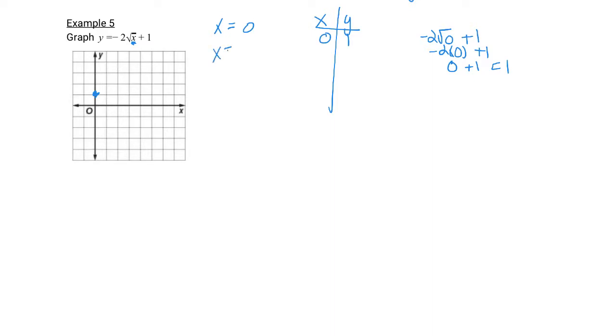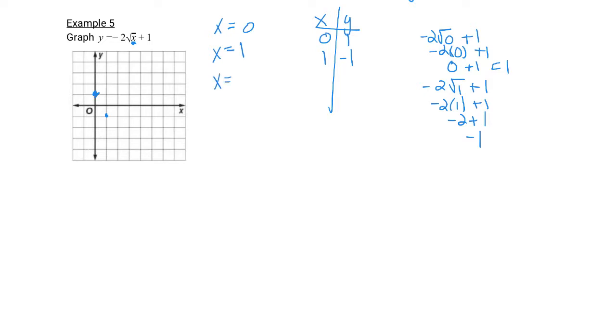Then we set x equal to the next perfect square, or 1. So -2 times the square root of 1 plus 1. Square root of 1 is 1. So -2 times 1 plus 1. -2 times 1 is just -2. And -2 plus 1 is -1. Oh, cat just jumped on the desk. So when x is 1, y is -1.